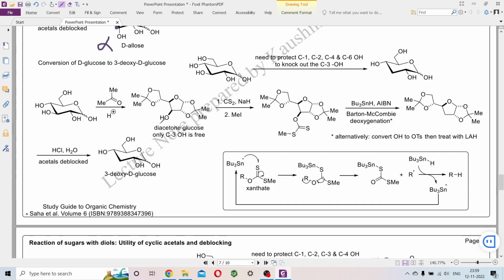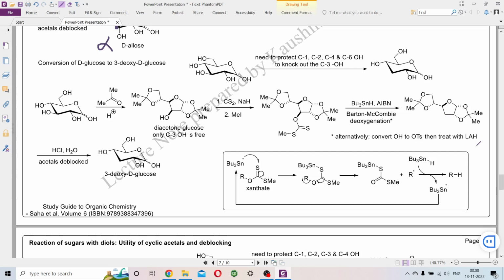Everything else is protected, only this OH is available, so this will become OTS. And then treat that sulfonate derivative, the tosylate derivative, with lithium aluminum hydride. So there will be a kind of nucleophilic substitution here, an SN2 reaction, and you don't really care because you are going to end up with a couple of hydrogens here, so this thing will eventually not be a stereocenter. So you do the displacement, nucleophilic displacement.